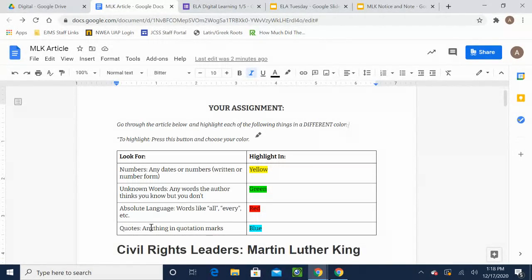So what I'm going to do is explain what you're looking for. I'm going to explain how to highlight, and then I'll do an example with you guys for the first paragraph, and then I'm going to let you guys do it on your own, okay? So you're looking for these 4 things.